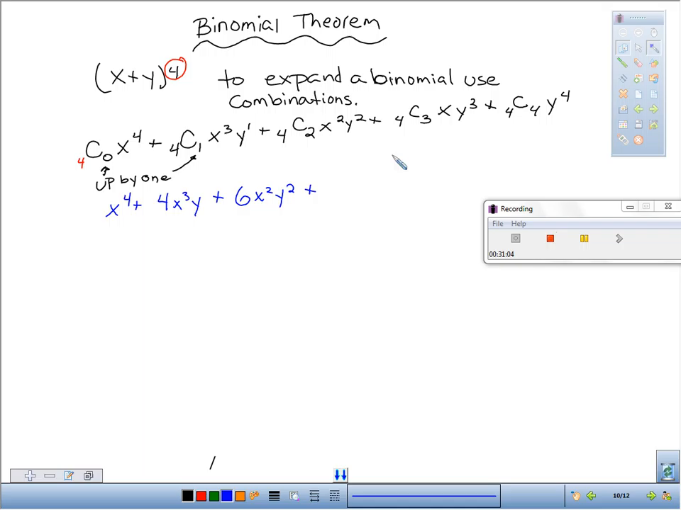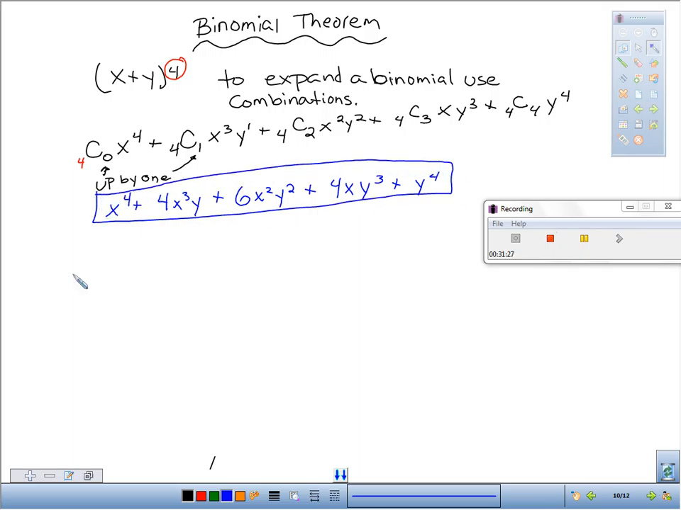4, choose 3 is 4 x y cubed. And then 4, choose 4. There's only one way I choose them all, and so that'd be y to the 4th. So that's another way to expand my binomials. This one? 4, choose 3. Plug that into your calculator, because you should get 4 when you plug that in. Any other questions?